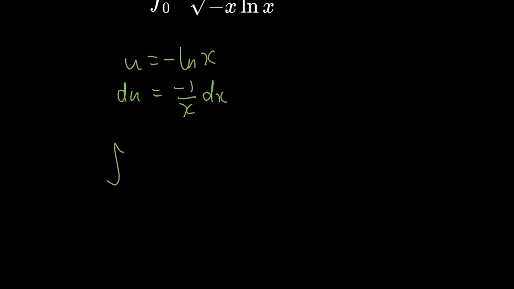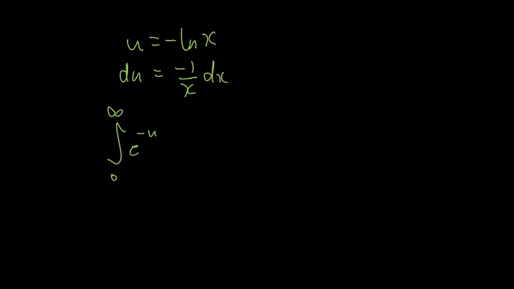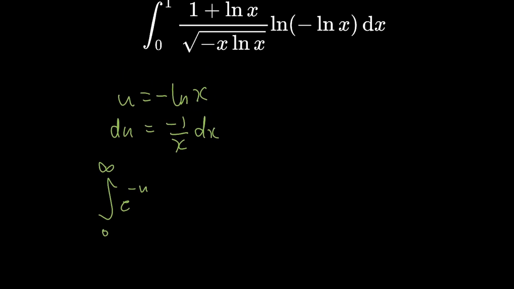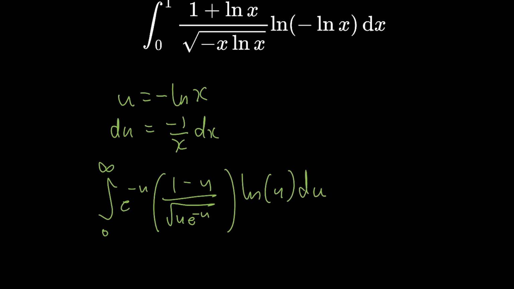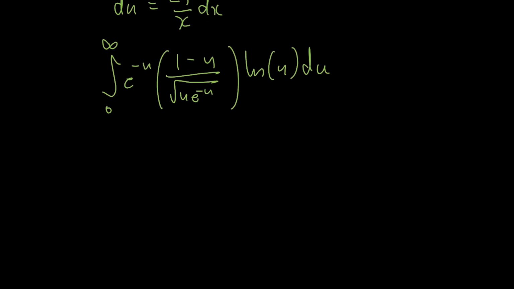We can use our minus sign to flip them back to 0 and infinity from the derivative. That x is e to the minus u. So now what we have left to do is put in the u instead of x for my original integral. So we have (1 minus u) over square root u, e to the minus u, multiplied by ln of u du. And rewriting this, so we have just 1 e to the minus u term.